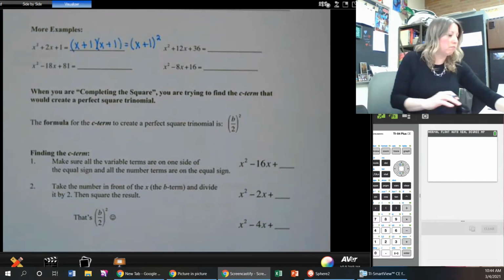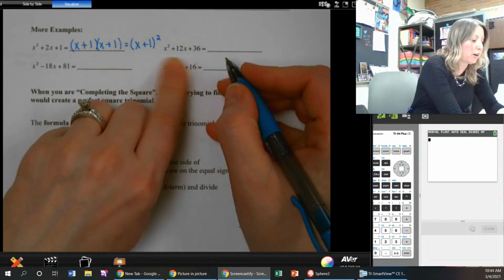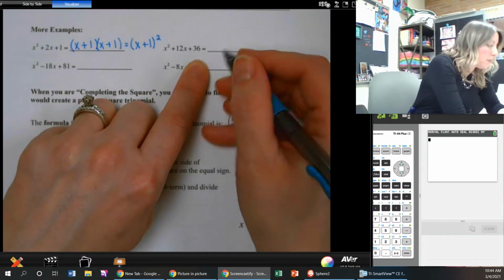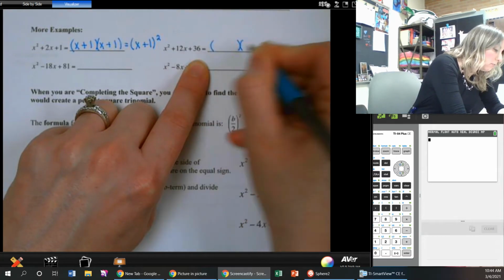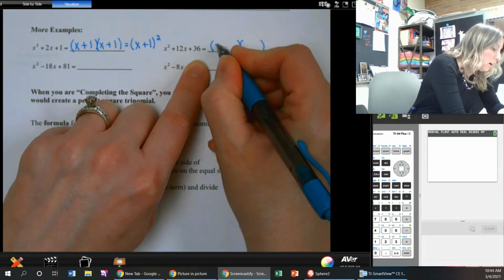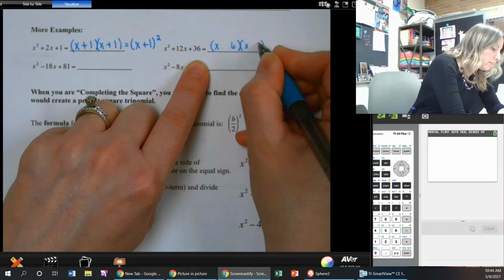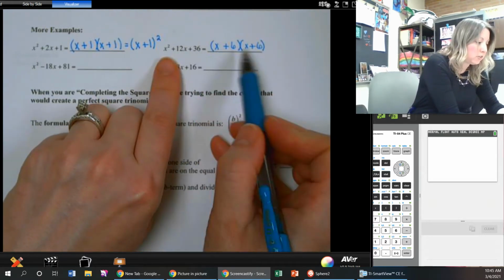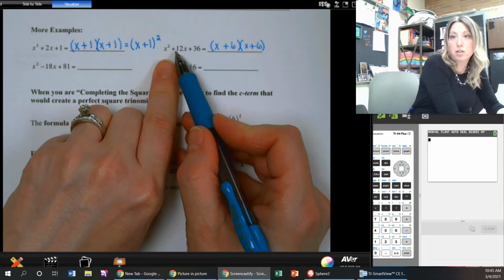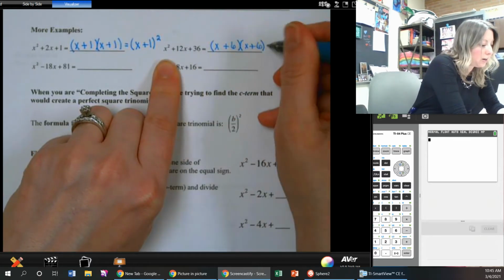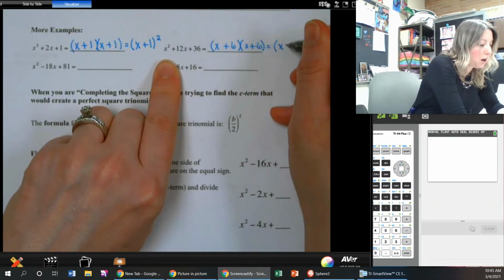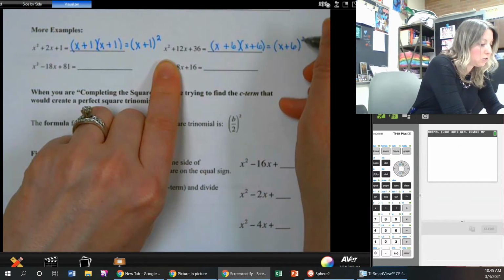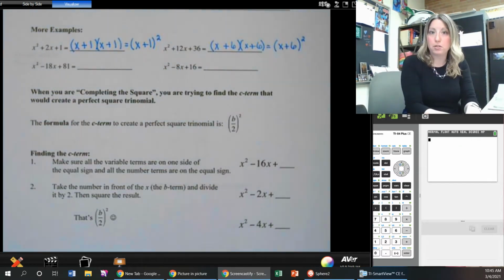Let's try the next one. X squared plus 12x plus 36. What are the factors of 36 that add to give me 12? That would be 6 and 6, both positive again, because if the end term is positive, these are the same sign and it will be the same sign as the middle. So again, I get to write this binomial as x plus 6 in parentheses squared. So that's the binomial times itself.